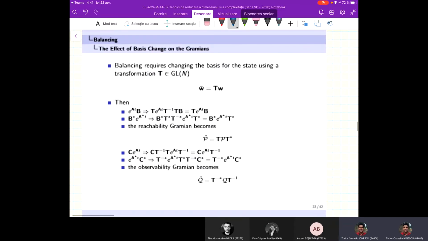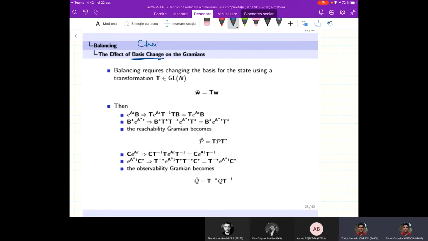First of all, how does the change of coordinates, also called the change of basis, affect the Gramians? So this is a change of coordinates, T. T is invertible. This is what it says here.